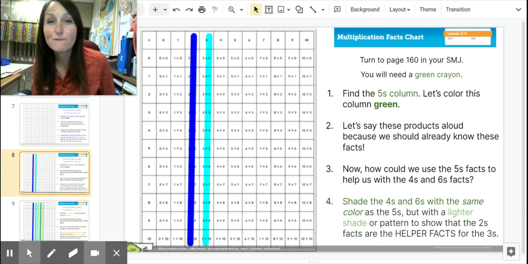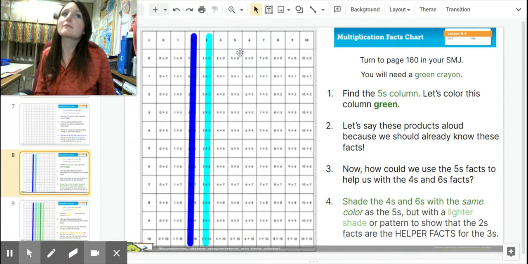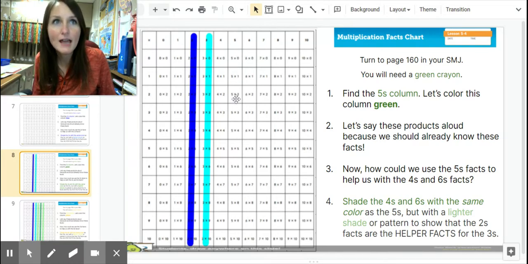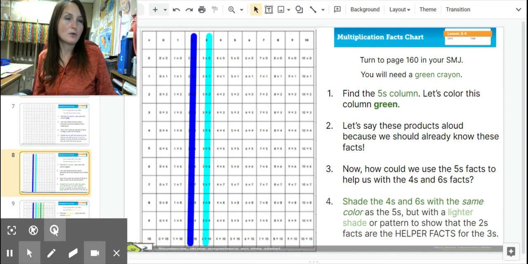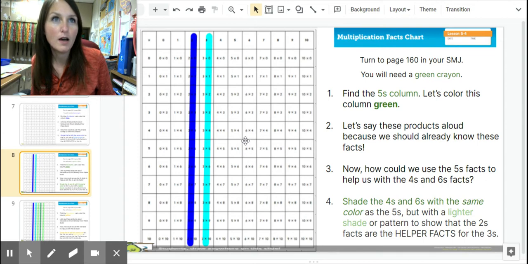Okay, so now we're going to find the 5's column. Yep, that's right here. And let's say these facts out loud because, again, we should already know them. So count with me. 0, 5, 10, 15, 20, 25, 30, 35, 40, 45, 50. Okay, so now how can I use the 5's facts to help us with the 4's and the 6's? Well, again, we could take one group of 5 away, or we could add one more group of 5. So like if it's 5 times 5, right, 25.